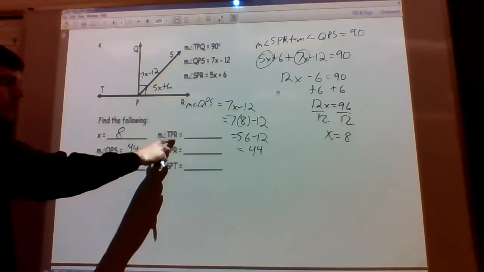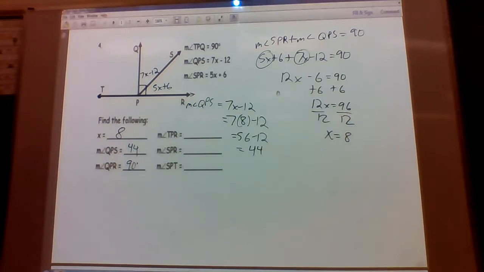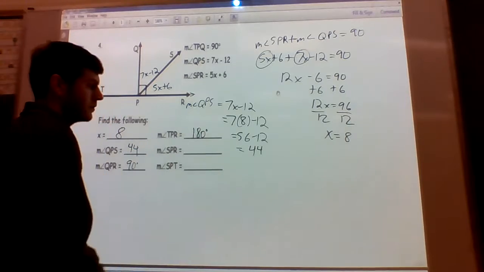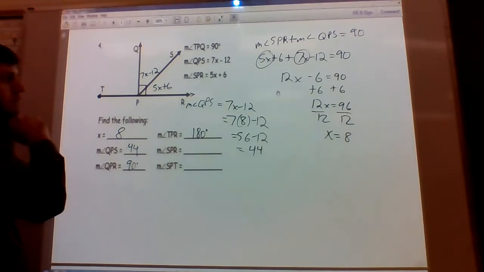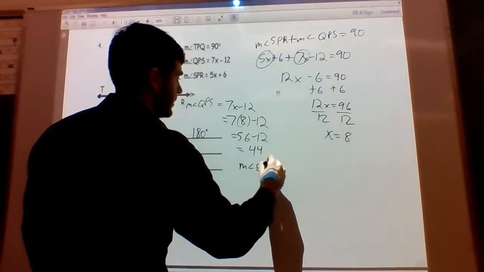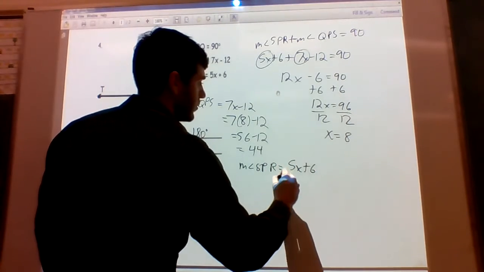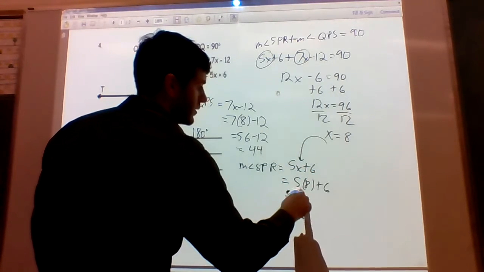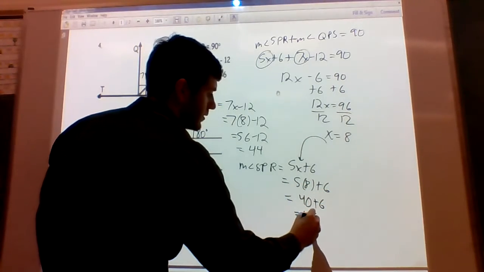Okay. Next one, TPR is a straight angle. It's a straight line. What's the measure of a straight angle? 180 degrees. Then SPR. We know the measure of angle SPR is going to be 5x plus 6. What's x? Substitute in the x. 5 times 8 plus 6. 5 times 8 is 40. So we're going to get 46.